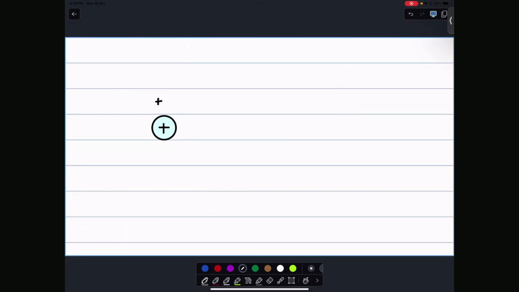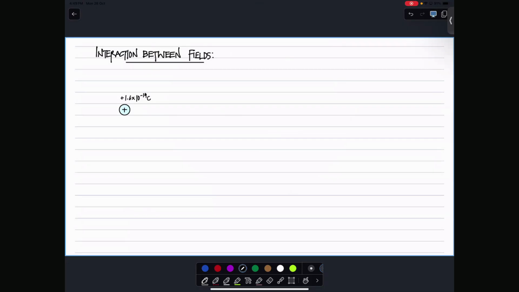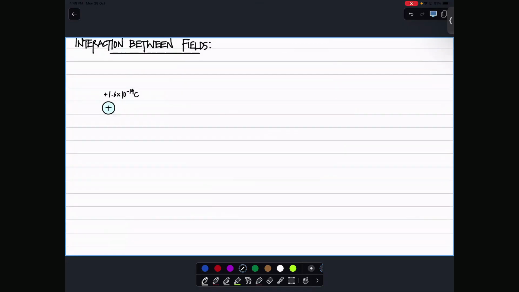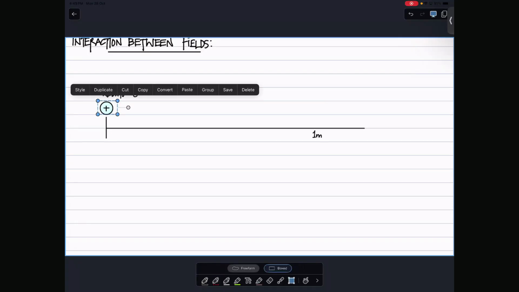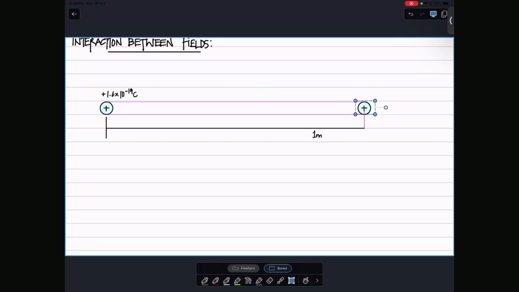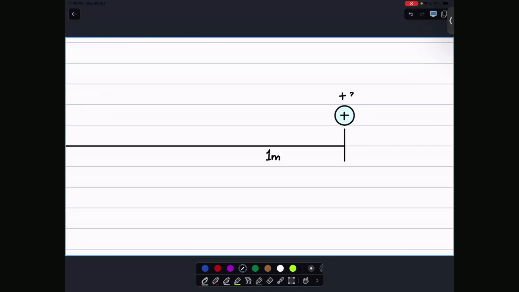It's a charge of plus 1.6 times 10 to the power minus 19 coulomb, which happens to be the charge of what? An electron or a proton. This is positively charged, so proton, right? And the distance between this charge and the other charge, on the other side, is 1 meter. And the other charge is also a positive charge, okay? But this one is plus 3.2 times 10 to the power minus 19 coulomb, double the charge, okay?